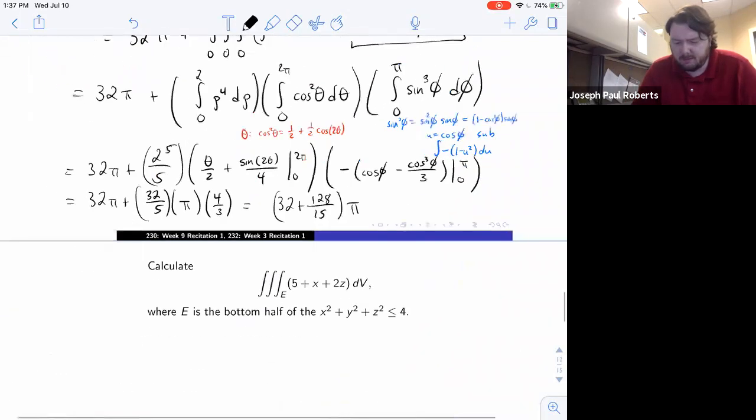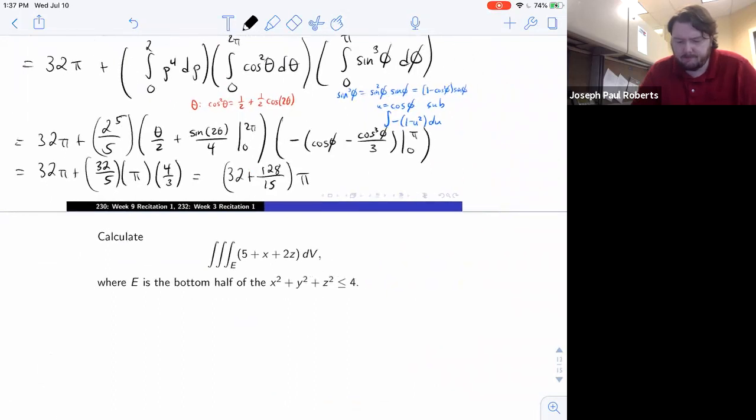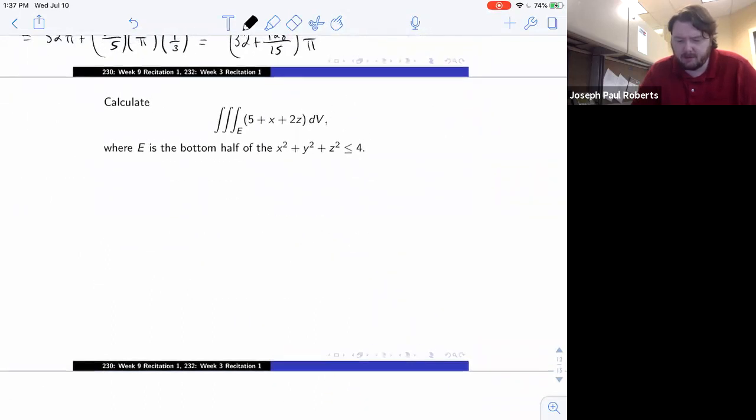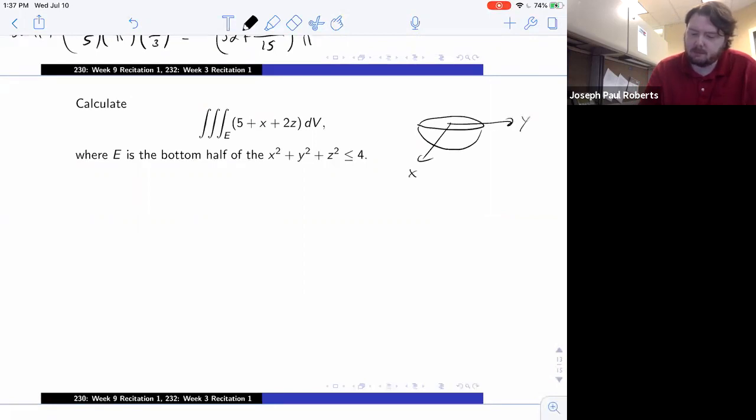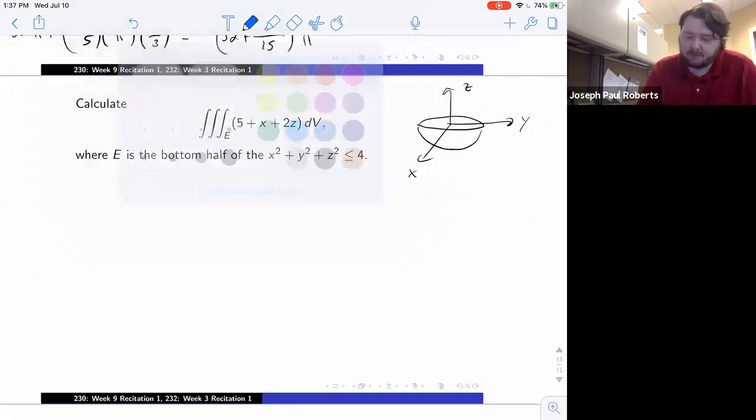Okay, so anyway, let's take a look at this last one. Calculate this, where E is the bottom half of a ball. Bottom half of, I think radius 2 is easier to deal with than radius 3. So it's just the bottom half of our previous region from the last example.